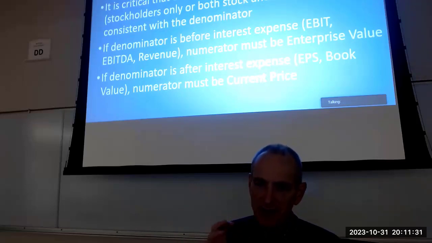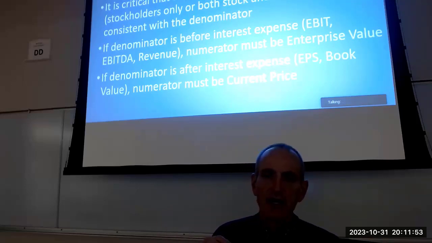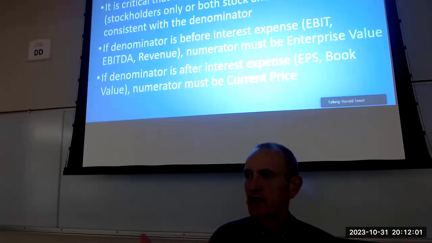If the denominator is before interest expense, you use enterprise value, because if it's before interest expense, it belongs to both the debt holders and the stockholders. Anything that's before interest expense, EBIT, EBITDA, and revenue, use enterprise value. Anything that's after interest expense, earnings per share and book value, use price. There's no such thing as EV to book value. There's no such thing as EV to earnings per share. There's no such thing as price to EBITDA. It's going to be EV to EBITDA.